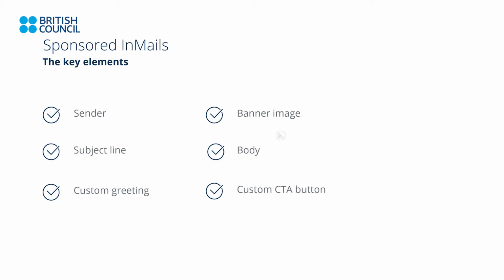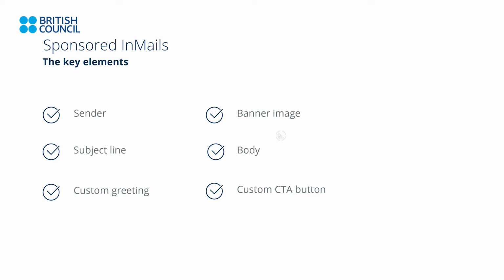Sponsored emails, what are the key elements? The sender, who is sending the email, who the email is coming from, the subject line, custom greeting. You can actually greet them using their first name, sort of what you would do when you're doing a personalized email marketing or a personalized newsletter. You can do a custom greeting with their first name too, a banner image, the body, and of course a custom CTA button.